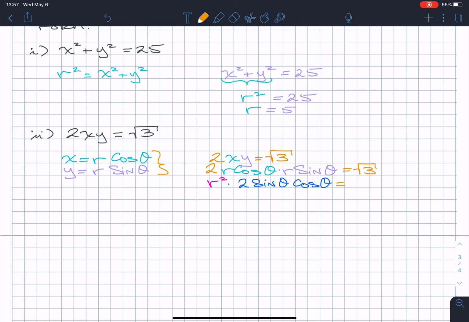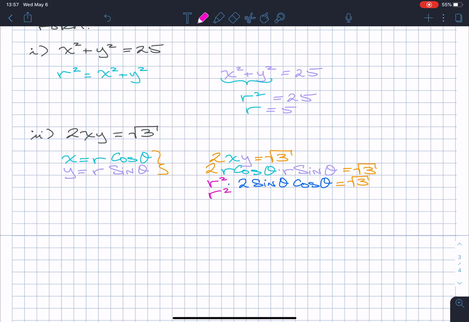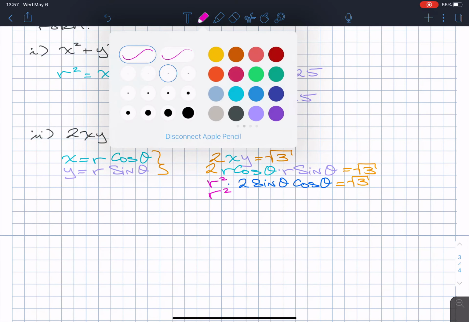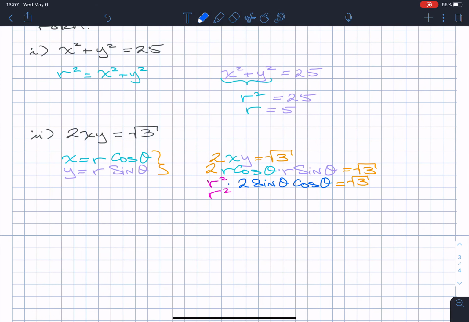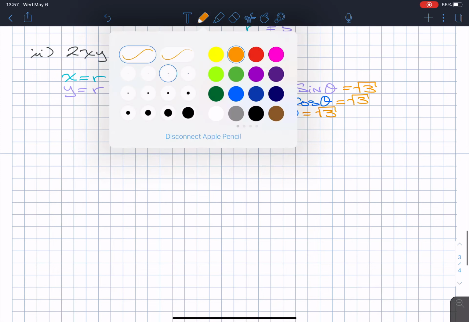And the reason I took 2 sine theta cosine theta is because that's the double angle identity for sine. So this is really sine of 2 theta is equal to the square root of 3. So there we are. That is the polar form for that. Okay, so number 3.